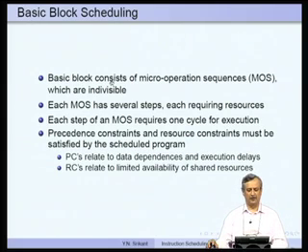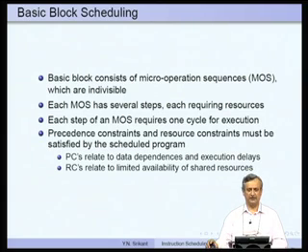So, what is basic block scheduling? We consider a model of basic blocks to consist of various micro operation sequences. These are the instructions that we have. Each MOS is indivisible. So, it is pipelined, but it is indivisible. Each MOS has several steps, and each of these sub steps will require resources, and we assume that each MOS sub step will require one cycle for execution. There are going to be constraints on the reordering process. Some of them are precedence constraints and some of them are resource constraints.